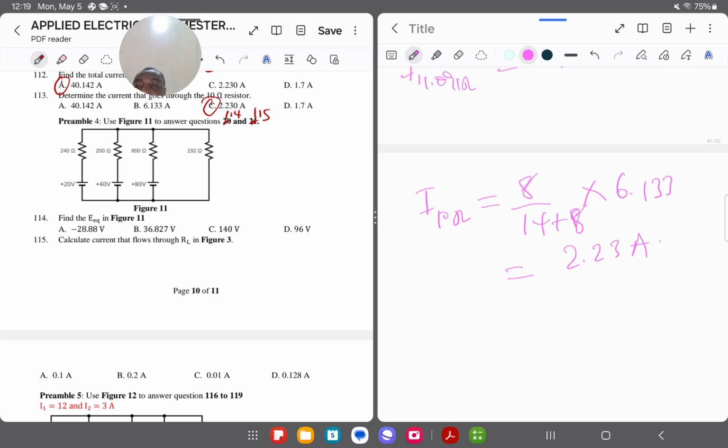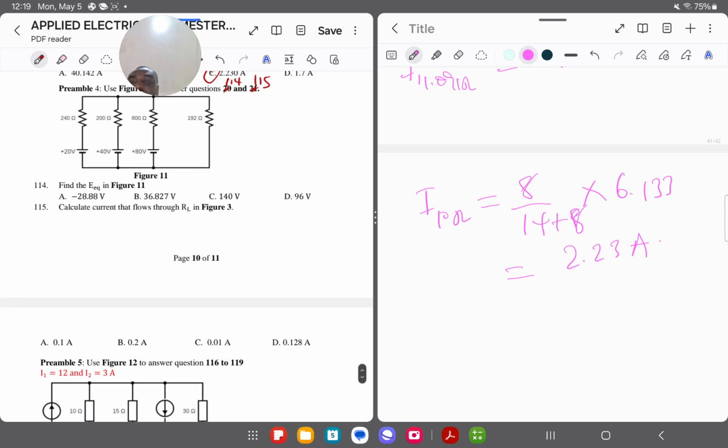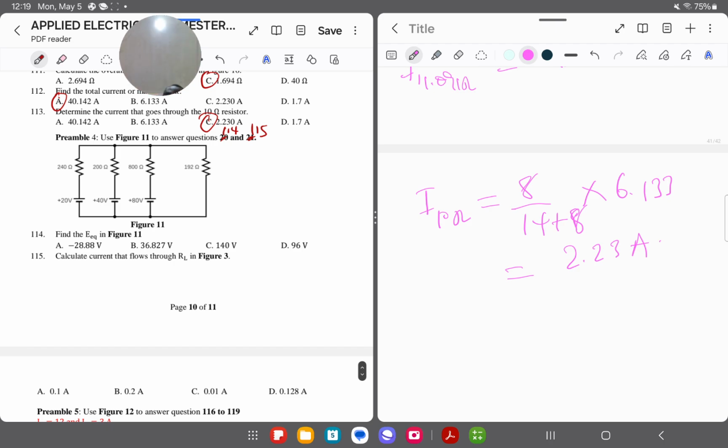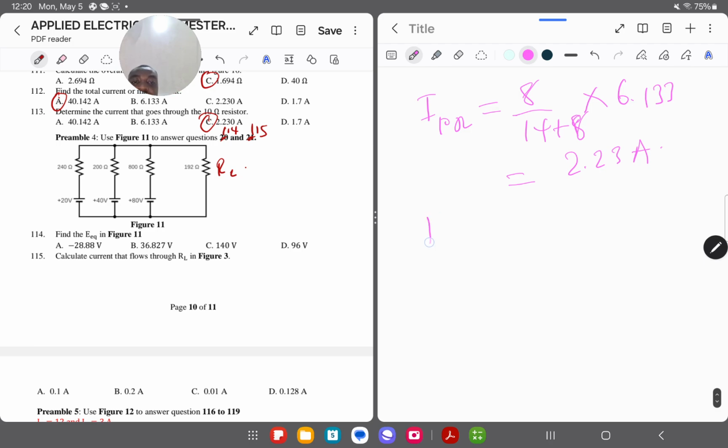have to find the equivalent voltage, right? Equivalent voltage implies here we have to use Millman's theorem, right? Millman's theorem. And then 115, you have to calculate the current that flows through what? The load resistor. Load resistor here is RL. This one here, the 182, that's the load resistor. Now let's use Millman's theorem.